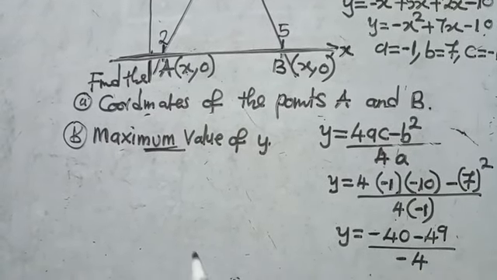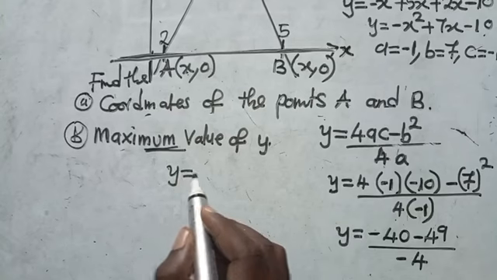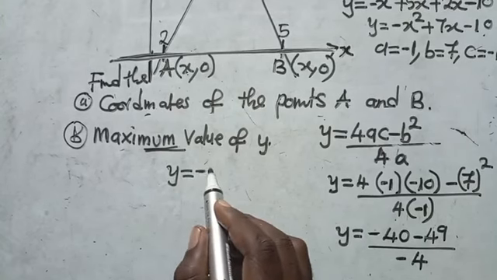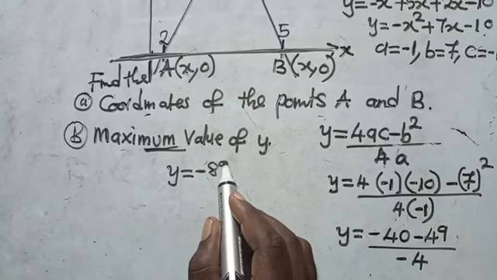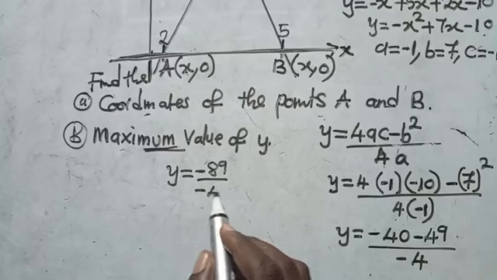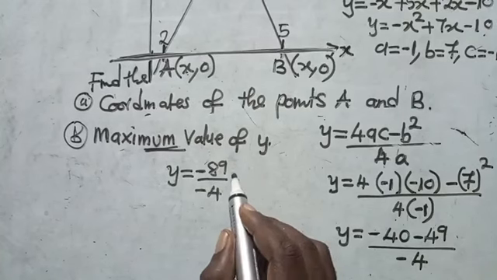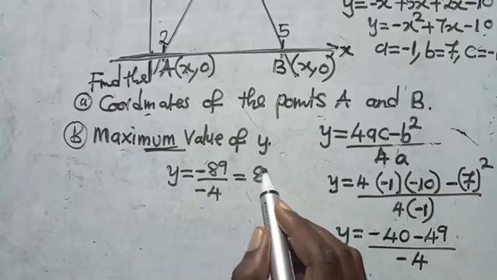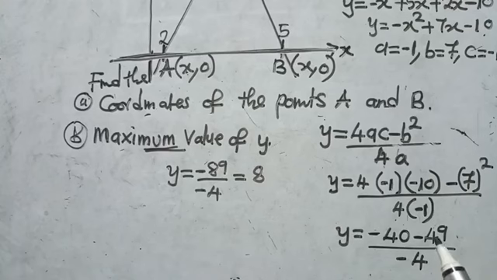So meaning that here, y is equal to negative 89 over negative 4. This is what I'm going to have. So when I put some answers here, this is what I'm going to have.